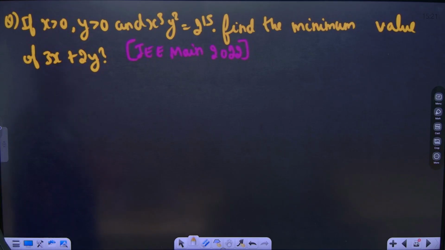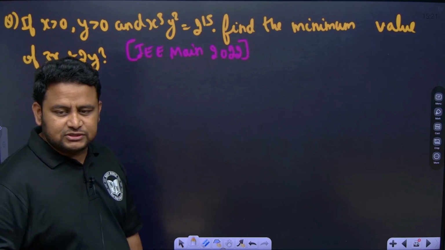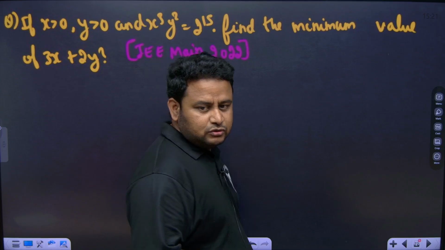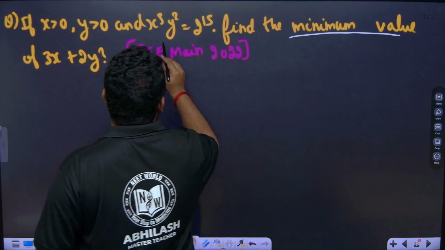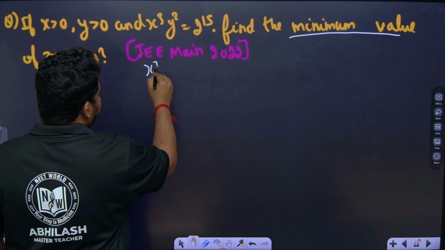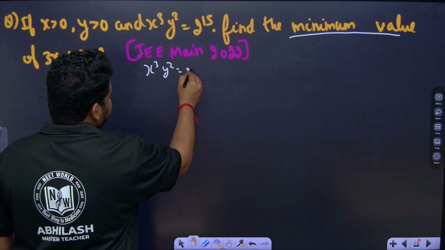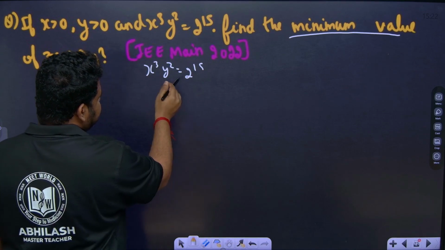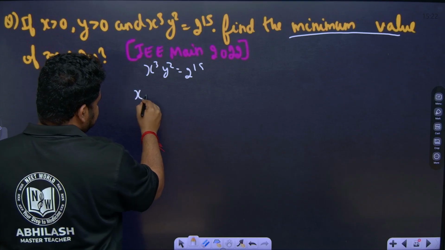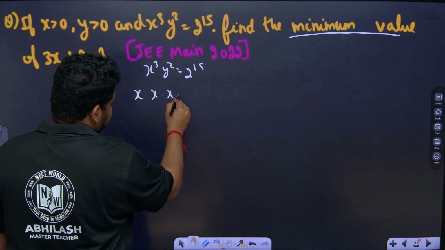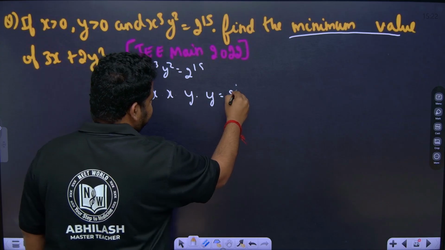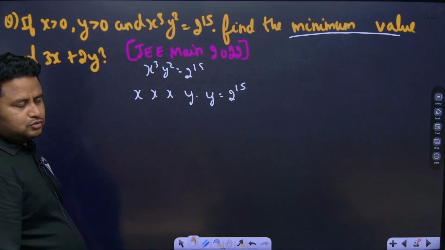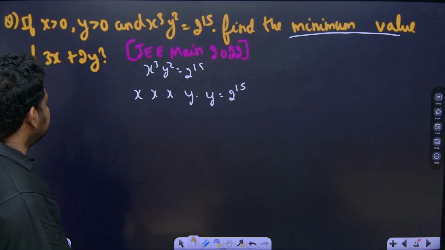Find the minimum value. So minimum value means what can I use? I can use AM is greater than or equal to GM, correct? Now, first of all, they have given x cube y square is equal to 2 power 15. So I'll write these terms such that x cube y square is x into x into x, y into y, equal to 2 power 15. So now what can I write?